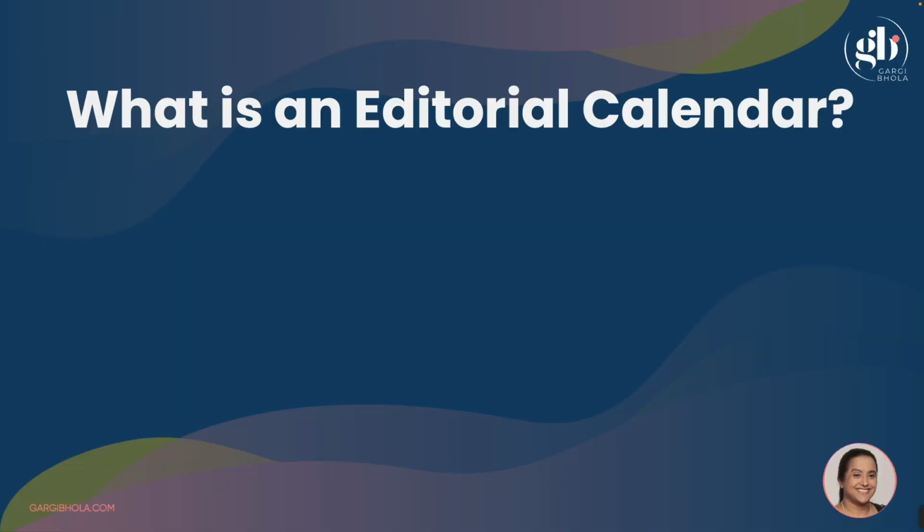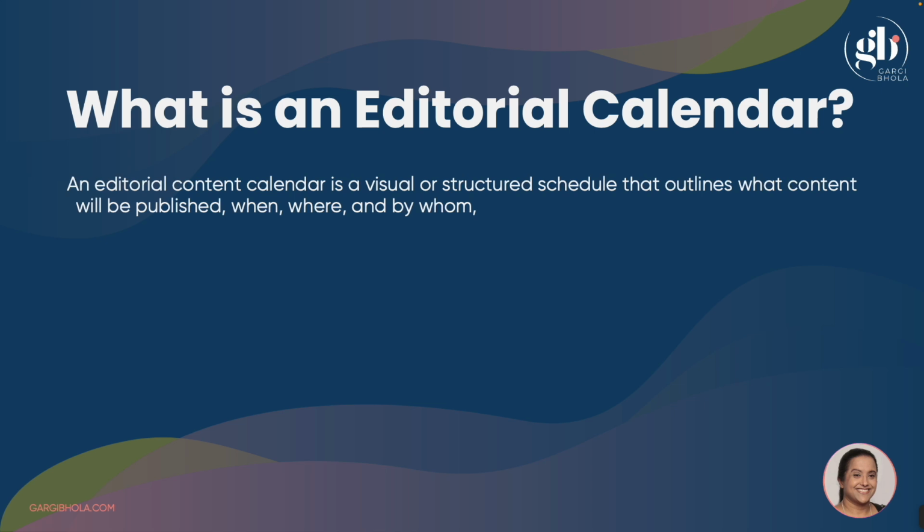But what is an editorial content calendar? It's a visual way for you to see how your content is being structured for the month, for the quarter, for the year. It's a way for you to clearly see what you plan to produce, what is going to be published, so you can plan for your deadlines and who's going to do the work as well.